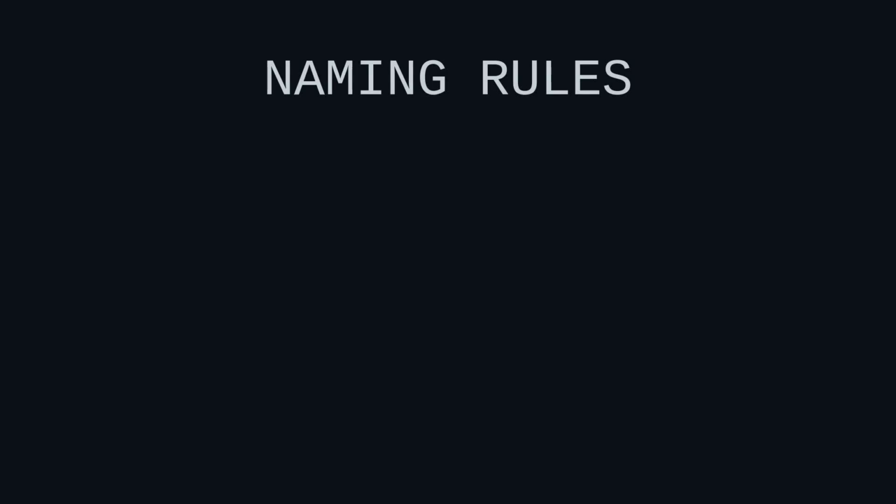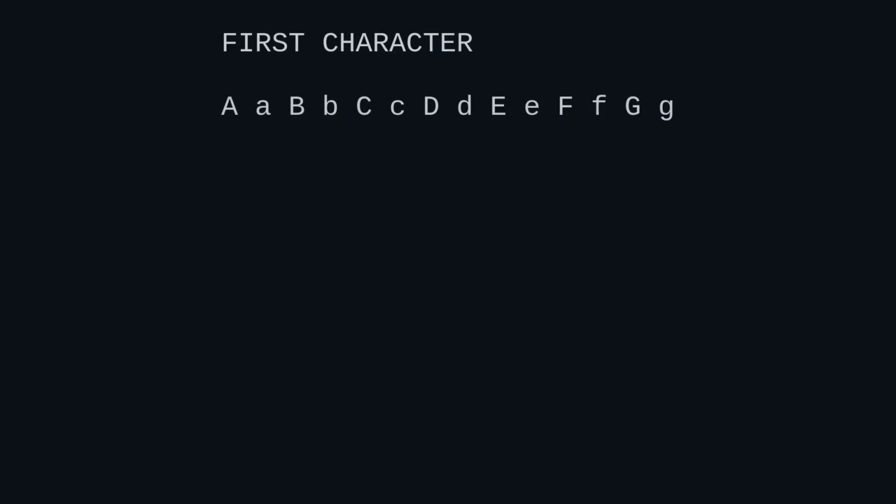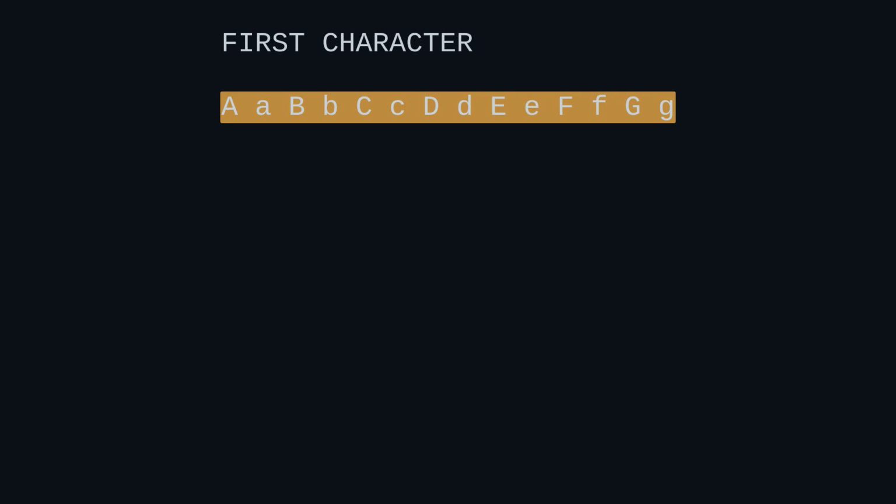In this video, we'll dive into Go's variable naming rules, which ensure clarity and consistency in your code. Let's start by exploring the rules around how variables can be named in Go. The first character of a variable name must be a letter or underscore. You can use either an uppercase or lowercase letter.